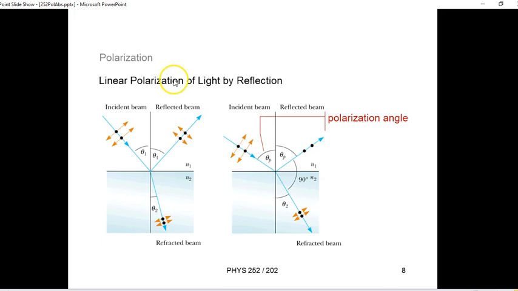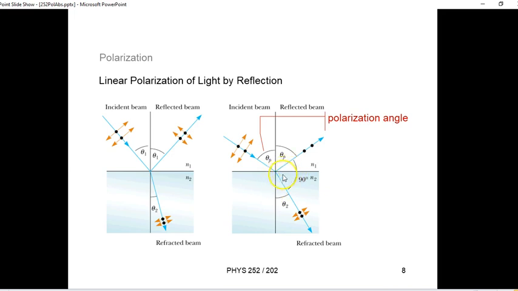Another thing you should know is how light can be linearly polarized when it reflects off of an interface. Just focus on this second picture, because there's a lot going on here. If I try to discuss everything in this first picture, it's going to take too long. So just look at the second picture. It turns out that there is a special angle of incidence. It's called theta sub p, the polarization angle. An older name for this is the Brewster angle.